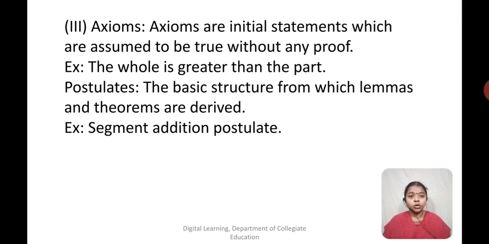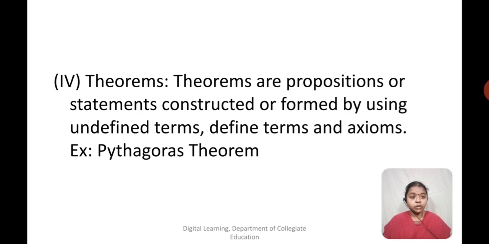Now let me see what a postulate is. The basic structure from which lemmas and theorems are derived are known as postulates. For example, the segment addition postulate. The next one is most important, theorems. You've been studying theorems everywhere, be it mathematics or physics. Now what is a theorem? Theorems are propositions or statements constructed or formed by using undefined terms, defined terms and axioms.